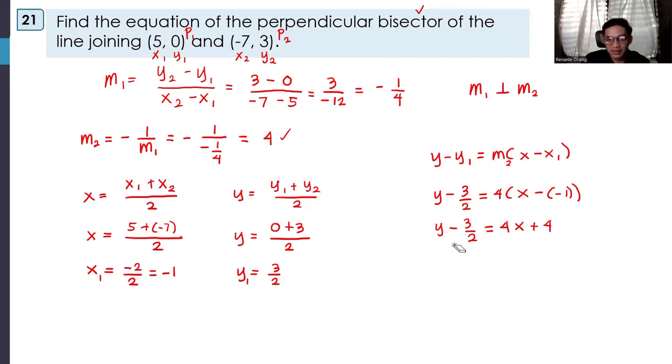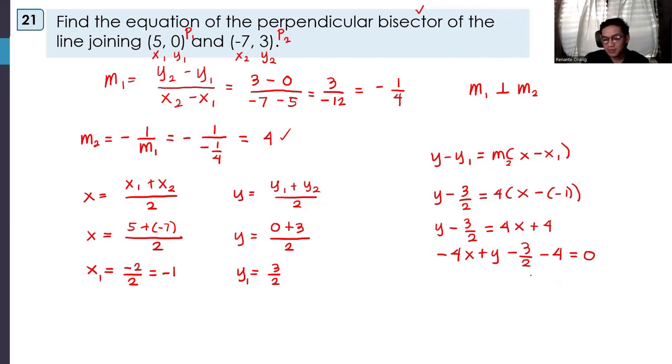So ito, tanggalin lang natin. So for this one, again, simplify natin to class. We have 4x, lipat natin. Sa kabila, magiging negative 4x. Tapos, plus y. Then we have negative 3 over 2 minus 4 is equivalent to 0.